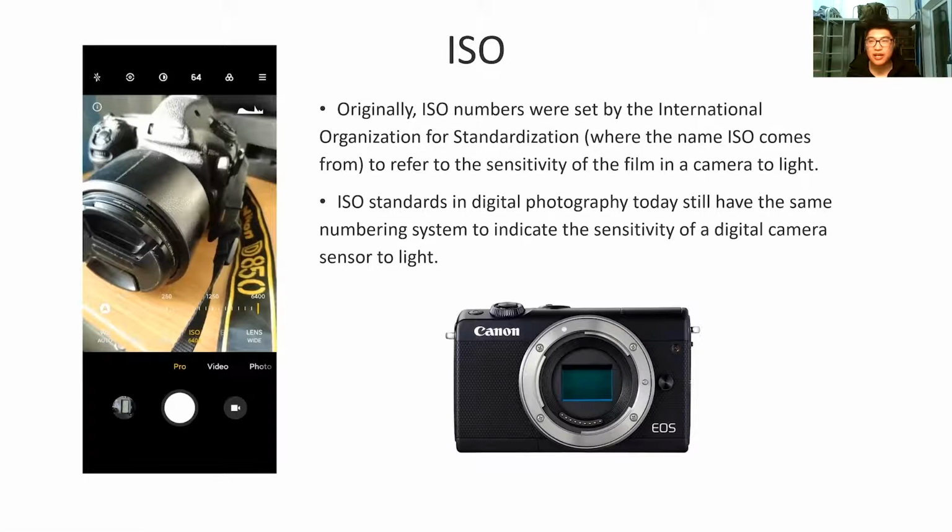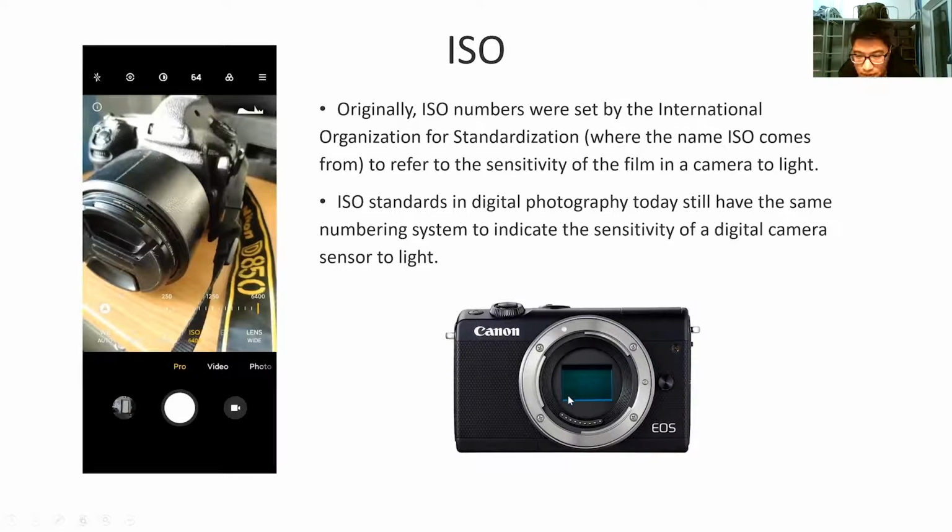We talked about the exposure before. Shutter speed can control the exposure, and the aperture or f-stop can control the exposure. And ISO also can control the exposure. So these three parameters will control the exposure.